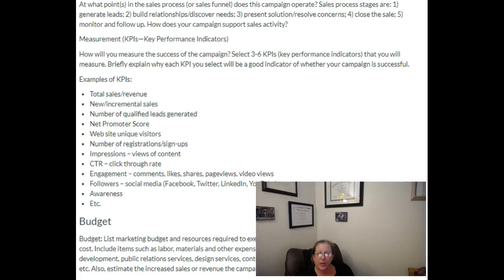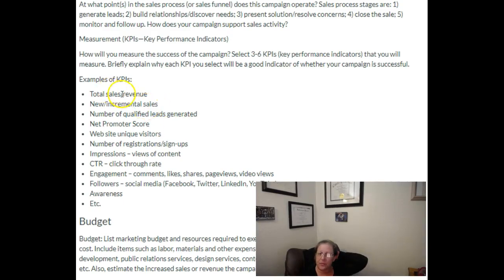Okay, next you're going to think about your measurement, your key performance indicators. How are you going to measure whether or not this campaign is being successful? And so they're giving you a list of some KPIs, and you're going to select 3 to 6 that you're going to measure and explain why you selected the KPI that you do and why it's going to be a good indicator of whether or not the campaign is successful.